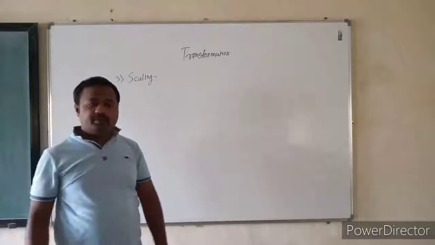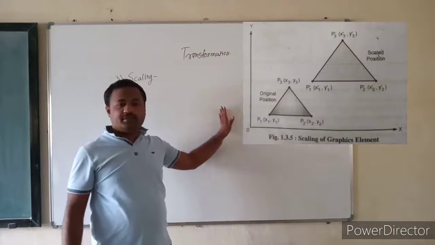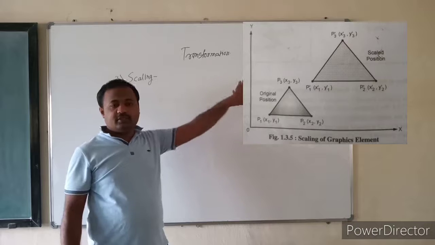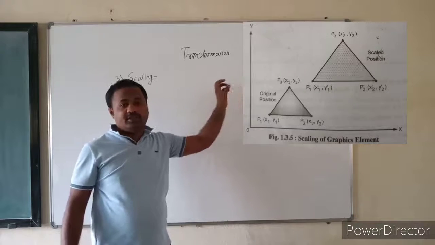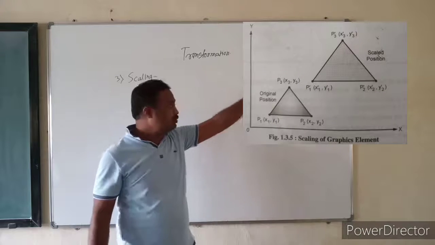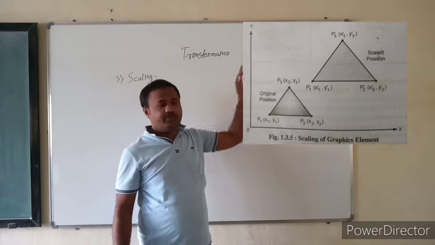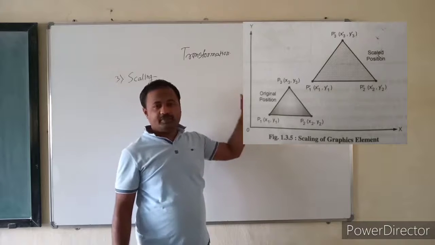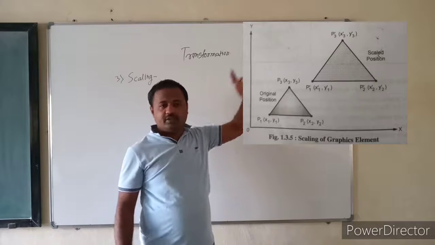Okay, third type of transformation. In the figure, we have to see that the original triangle P1, P2, P3 is scaled to P1 dash, P2 dash, P3 dash.